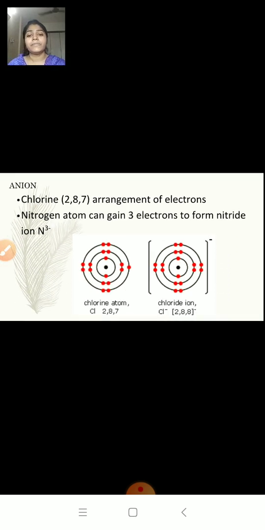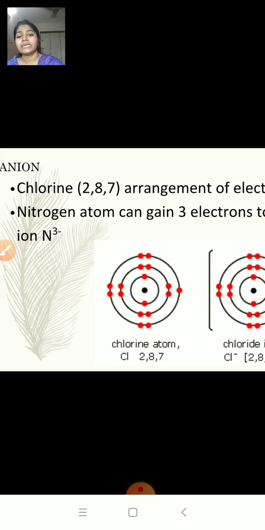Another example is nitrogen. When nitrogen gains 3 electrons, it becomes nitride ion. The symbol is N3-. The 3- represents it has gained 3 electrons.